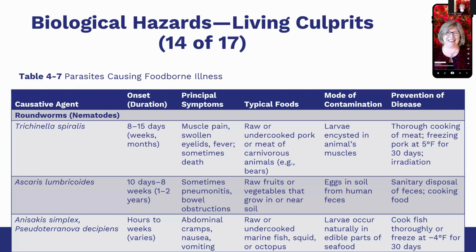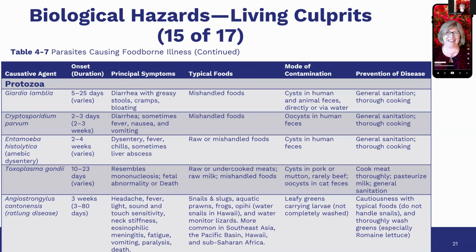So you see in each of these species, you have similarities, but a few differences. Table 4-7 continues with parasites causing foodborne illness. You see your causative agent, these are going to be protozoa, and you have several species. The onset and the duration can be, for Giardia, up to 25 days of onset, and then varied amounts of duration. Principal symptoms, you see some commonalities here, but a few differences as you look down the column.